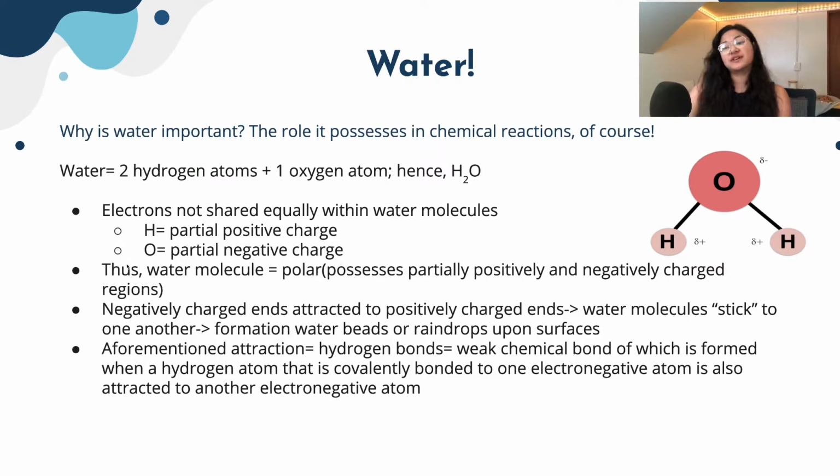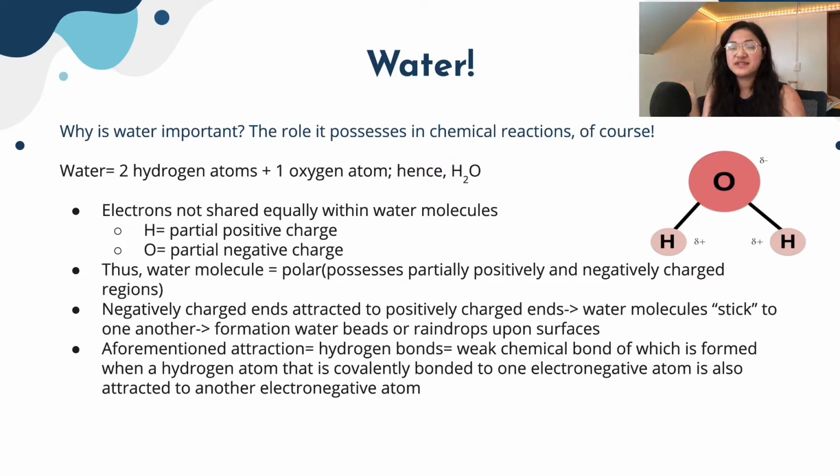In water, electrons are not shared equally within the water molecule. The hydrogen atoms are partially positive, whereas the oxygen atom is partially negative. Thus, water molecules are polar, which indicates that they have a positive section and a negative section, so there are charged regions. And the negatively charged ends are attracted to positively charged ends.